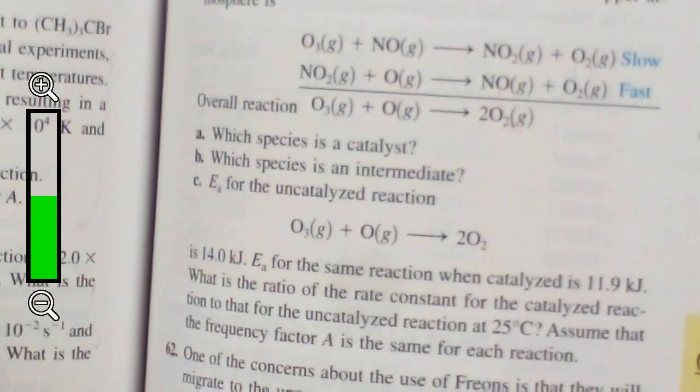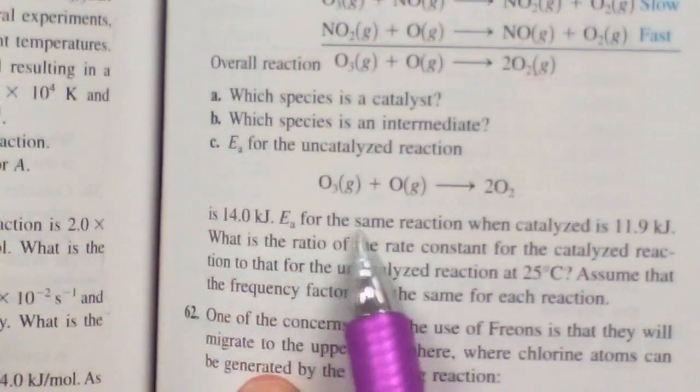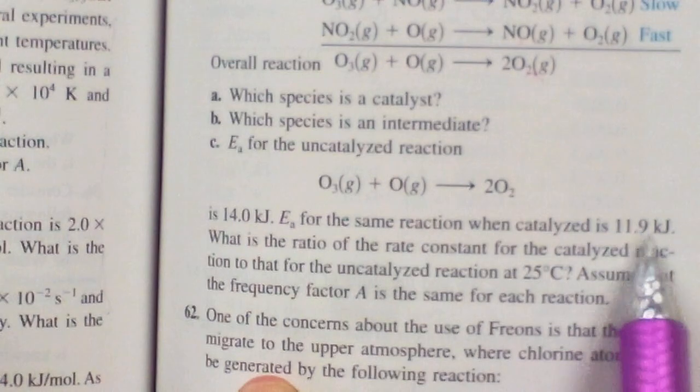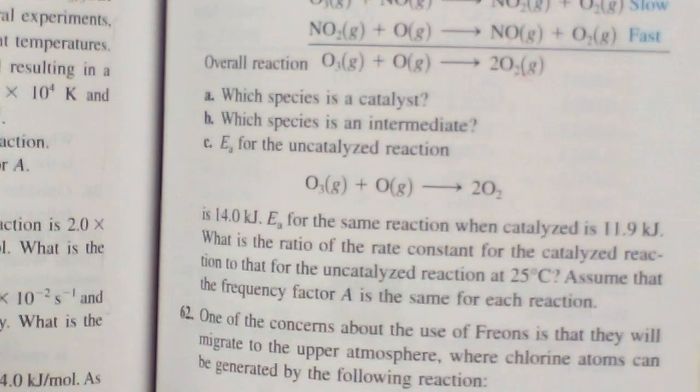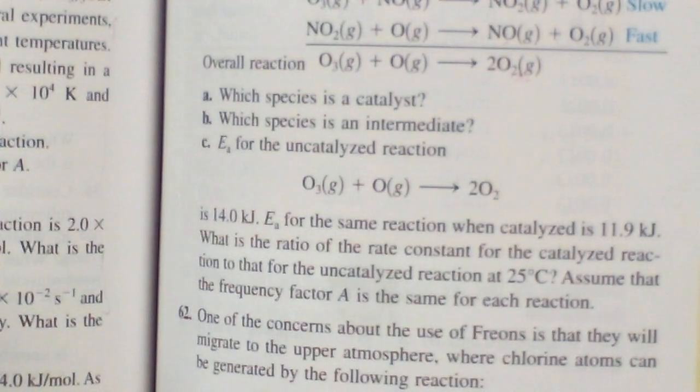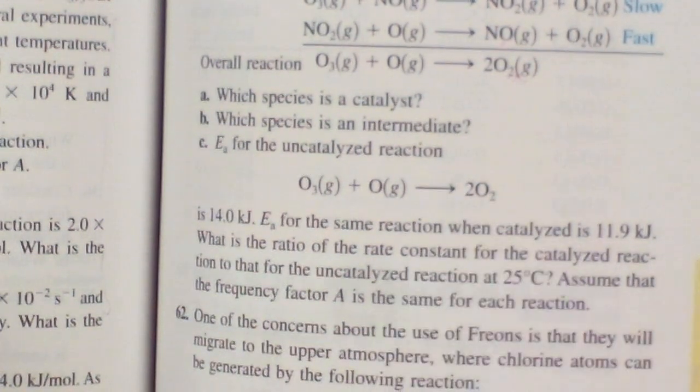If the activation energy is 14 joules for the same reaction, when catalyzed, it's 11.9. What is the ratio of the rate constant? All right, we didn't do that, so we don't have to do that. That's basically all they want to know. I'll pull up free response questions tomorrow. You'll have practice analyzing the things tonight.